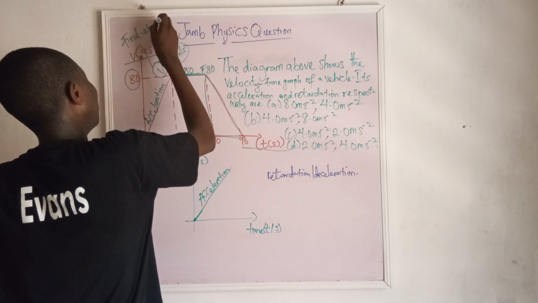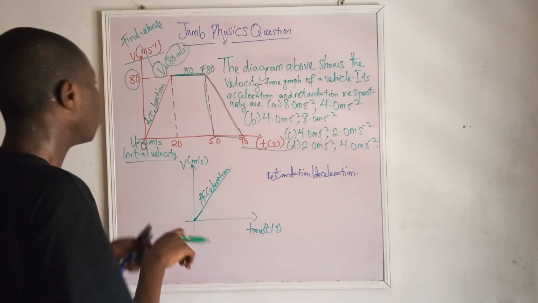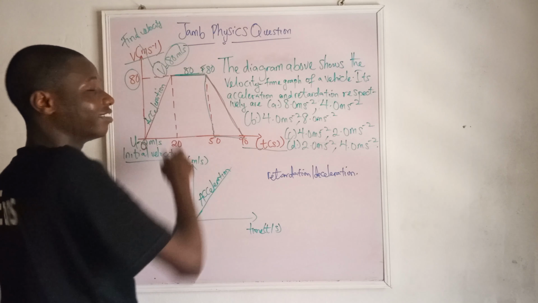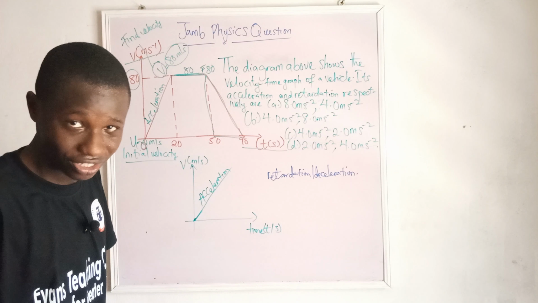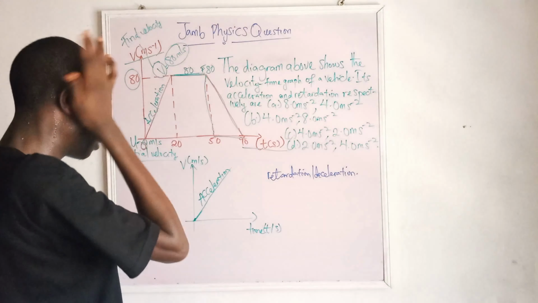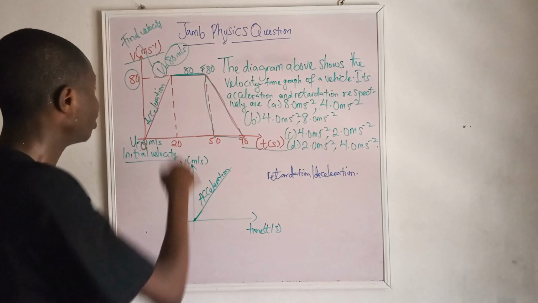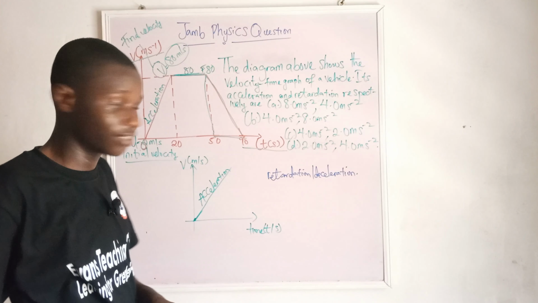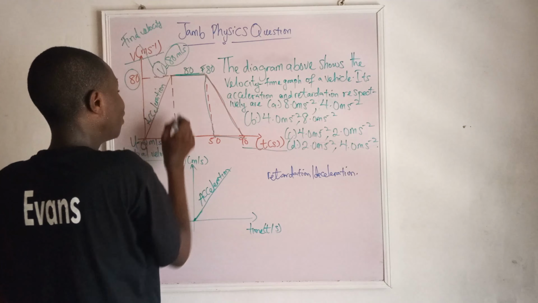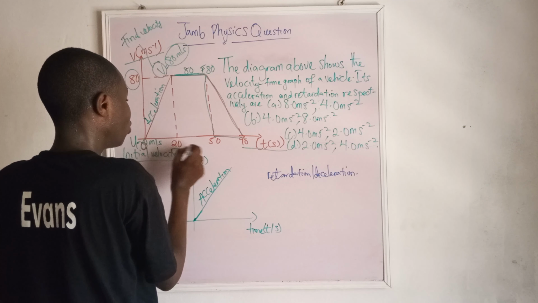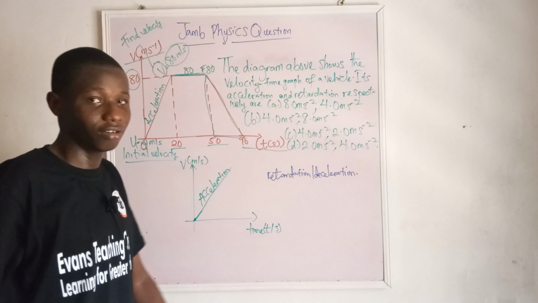Now, when it gets here, that is constant velocity. Do you get? That's your constant velocity. Now, you know, because the velocity is constant between time 20 to 50, right?